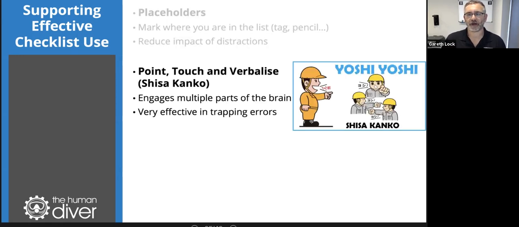Point, touch, verbalize, or pointing and calling is another term. Japanese train drivers, you can Google Japanese train driver pointing and calling, or Shisa Kanko. It looks odd, but it works. They've reduced fatal accidents by about 30%. And errors, they caught something like 80% of the errors that are there, because people actually point, touch what it is, and they speak out loud.